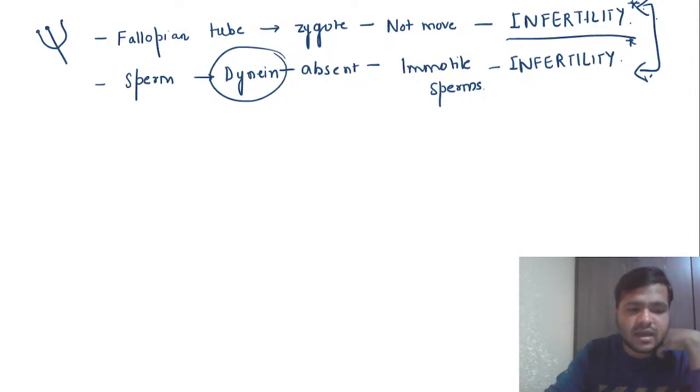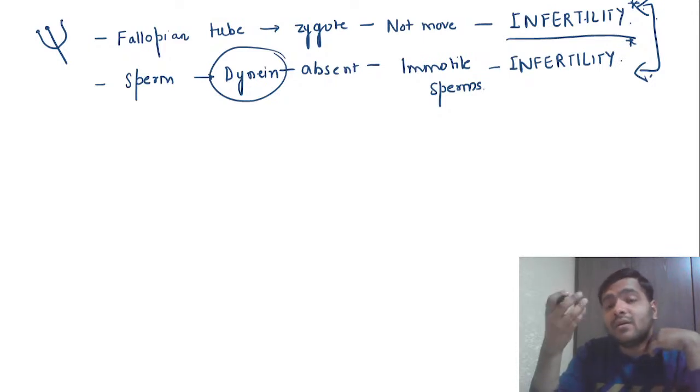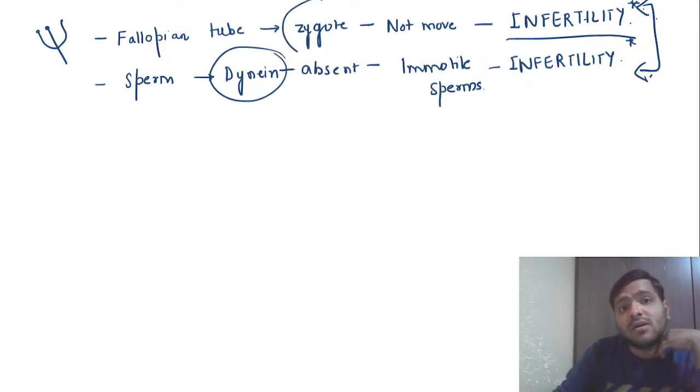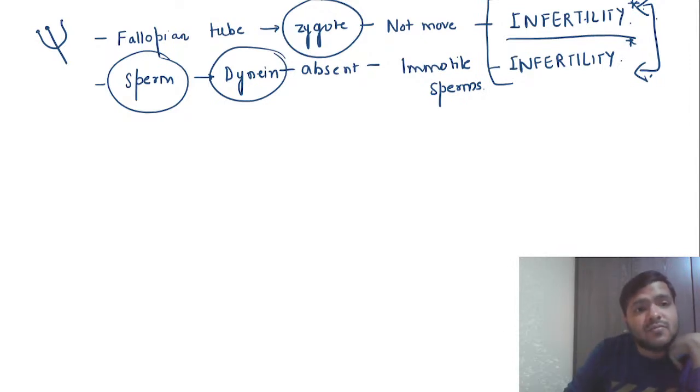So you can see how the cilia is an important part of the respiratory pathway. Not only the respiratory pathway, it is useful for the movement of zygote and the sperms as well. And if suppose they are not moving, the patients will manifest infertility also. Okay. So again, cilia has one more importance, that is the embryological importance of cilia.